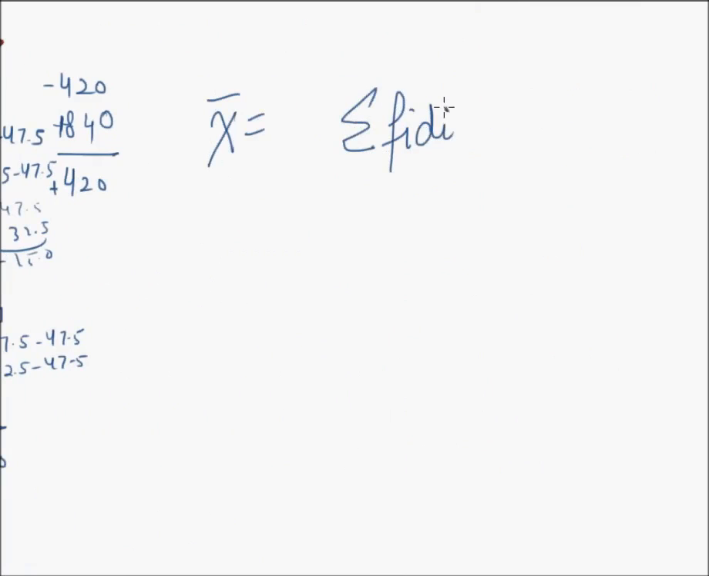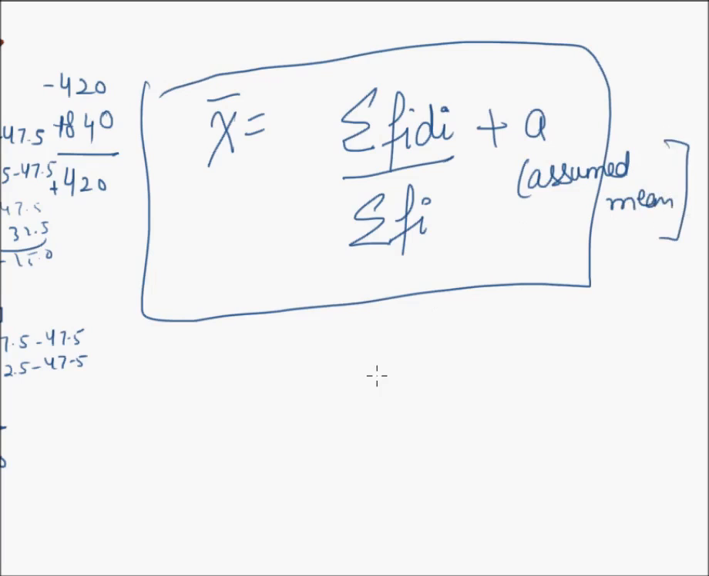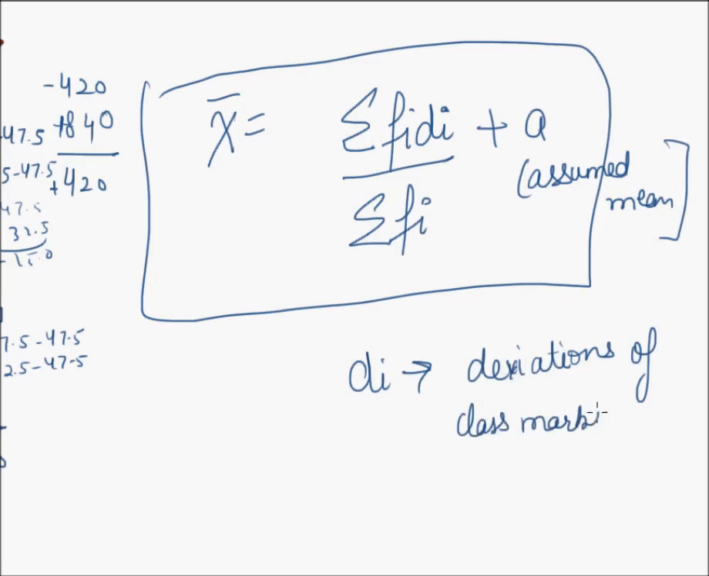So by assumed mean, the mean can be calculated as summation fi di over summation fi plus a, where a is assumed mean and di are deviations of class marks from the assumed mean. So friends, that is all on assumed mean method. Thanks friends for watching this video.